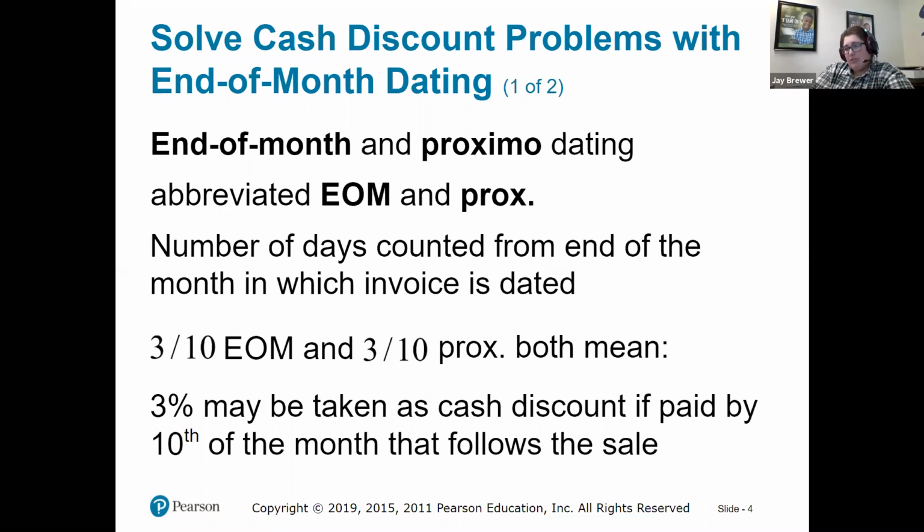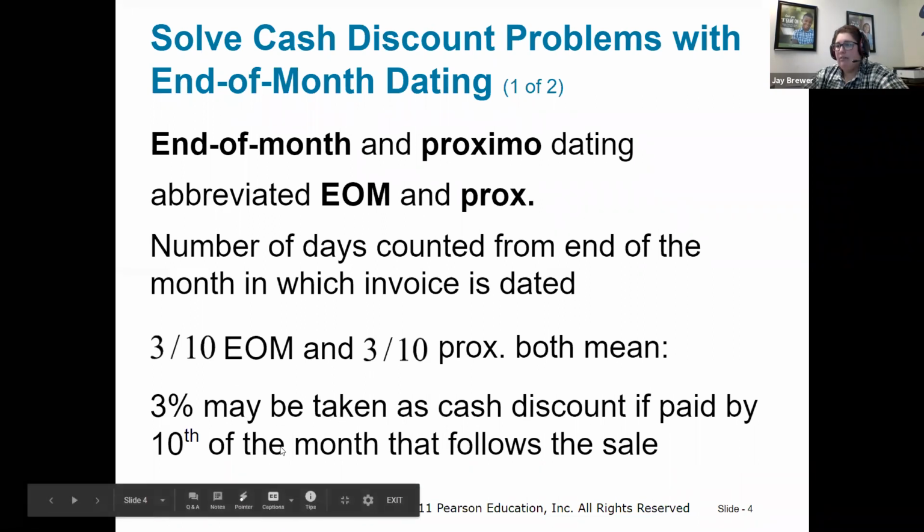So 3% for the first 10 days. I think that means within the last 10 days of the month. And then 3%, 10 EOM and 3%, 10 Prox both mean 3% may be taken as cash discount if paid by the 10th of the month that follows the sale.